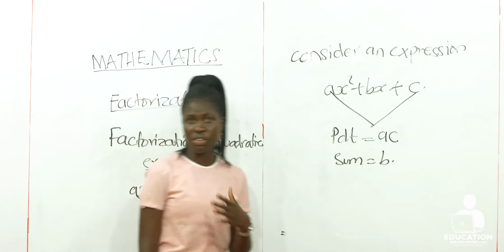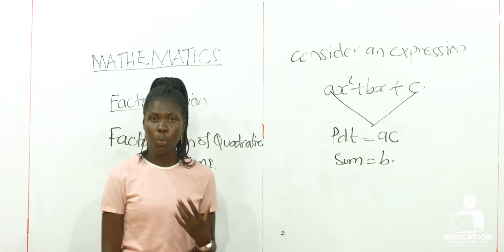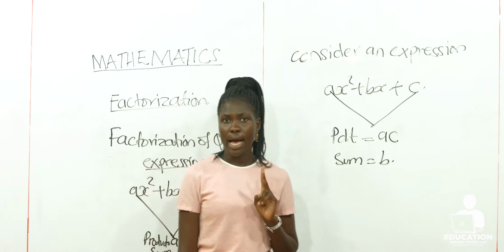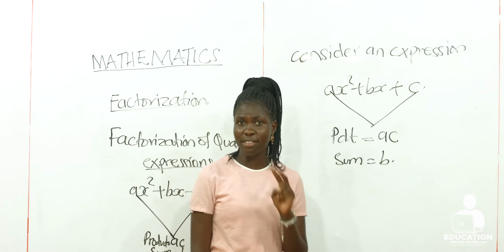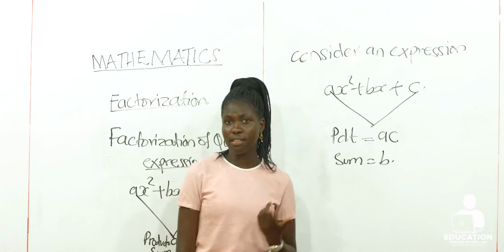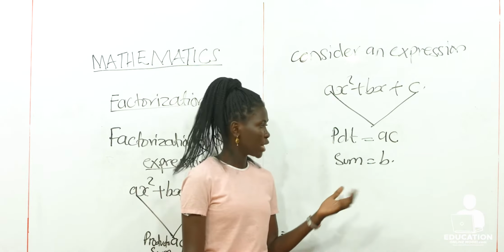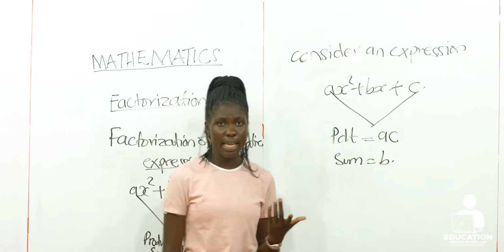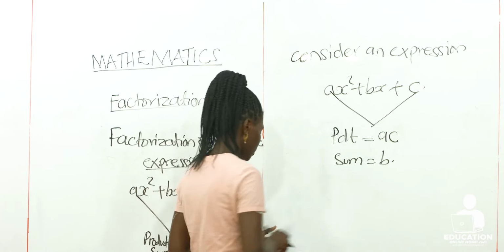After knowing the product and the sum, we go ahead to choose two different numbers which will help us. The same two numbers, when you multiply, should give you the product you've got, and when you add, you're supposed to get the sum that you've got from the expression being given. So let's have some examples.